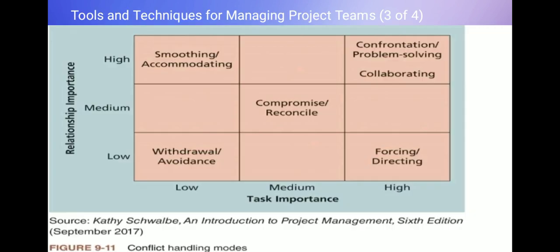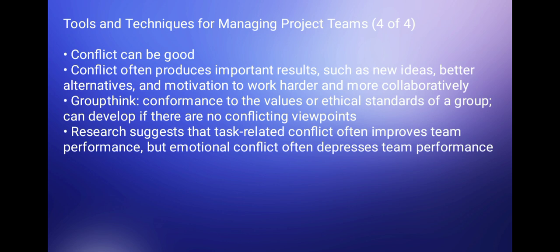Next is tools and techniques for managing project teams, 3 of 4. This matrix helps choose the right mode based on the importance of the task and the importance of the relationship. Collaborating is used for high importance on both.